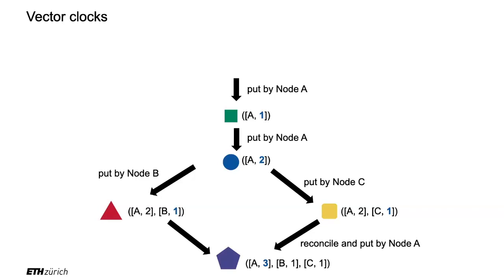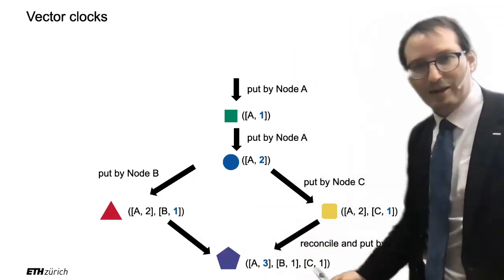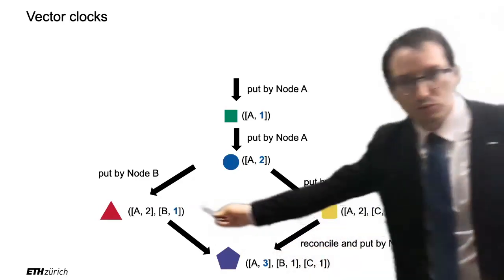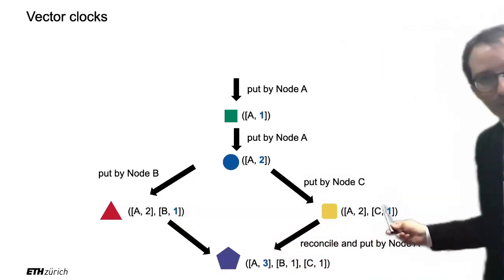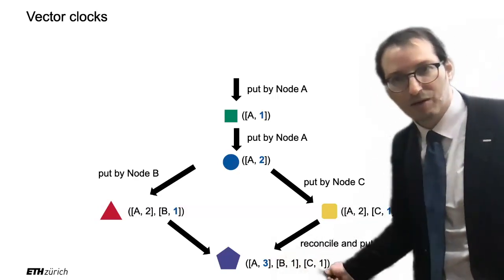Then you need to unify it. So the user is going to provide a new value that is going to take over on the two sides of the network. You basically reconcile or you solve the conflicts. Imagine it's node A that does that. You merge these two clocks, A2, B1, C1, right? And you increment whichever node takes care of it, 3, 1, 1.